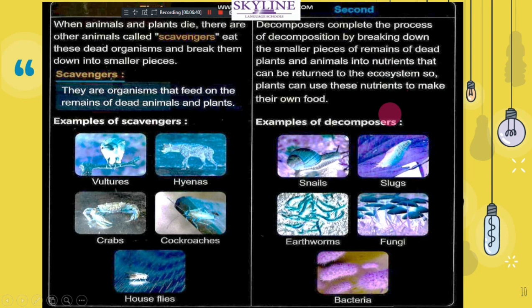And the plant takes it again, plants it again onto the soil to make another cycle. Okay? This is called the decomposition process. It occurs in two steps. The first one by scavengers, the second one by decomposers.